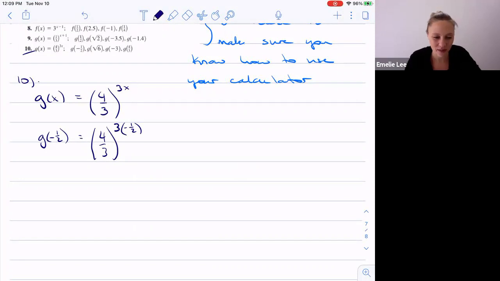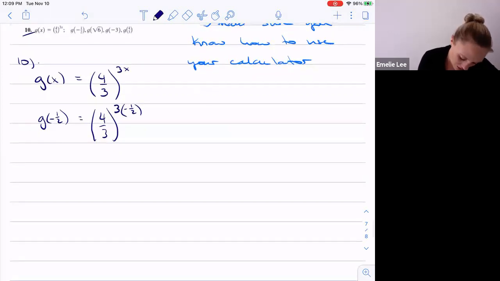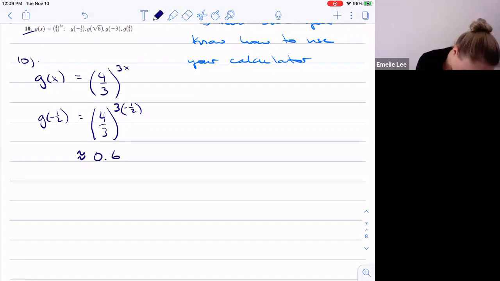I hope I don't forget and try to go to Desmos again. Now I have to, because I've completely forgotten, 4/3 to the power of -3/2. And then this is what I can simplify that to. Whenever I'm doing a decimal approximation, I want to use the approximately equals. So, approximately 0.6495190528.